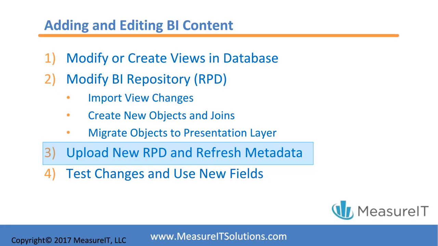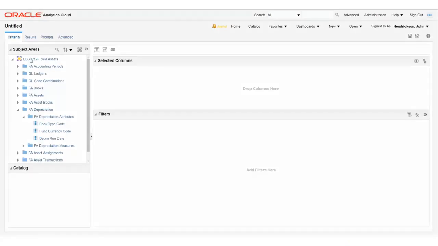Now that we have modified the repository, the next step is to upload the new repository up into the Oracle BI world and refresh the metadata, which will allow users to see and use the new fields that we added. Before we upload the new repository, let's take a look at the existing one from the presentation layer perspective. Here, notice under FA Depreciation, there's only three columns, and we added four more to the presentation layer, so we should see them after the update.